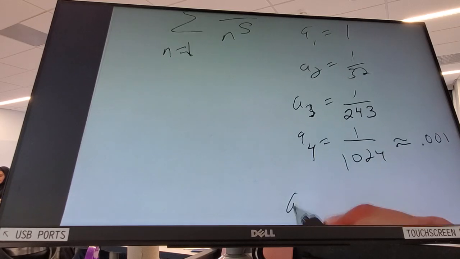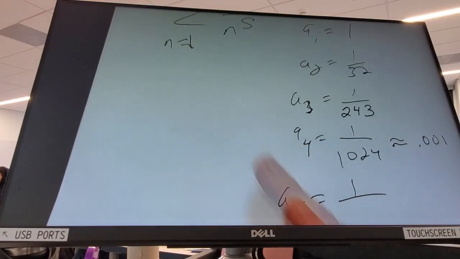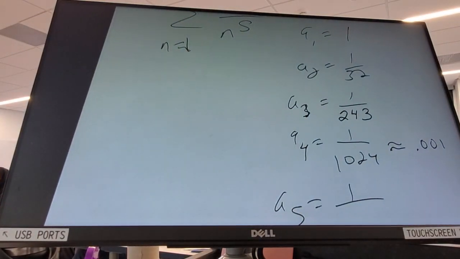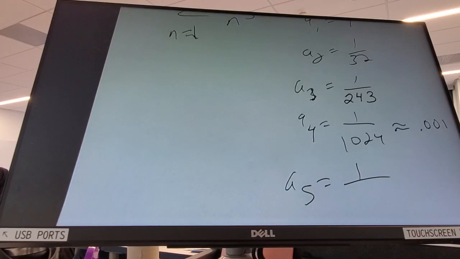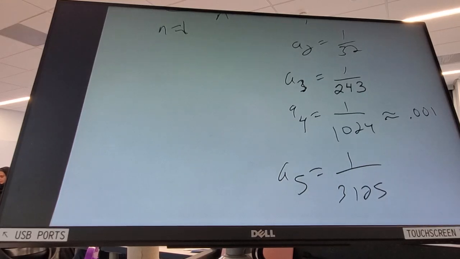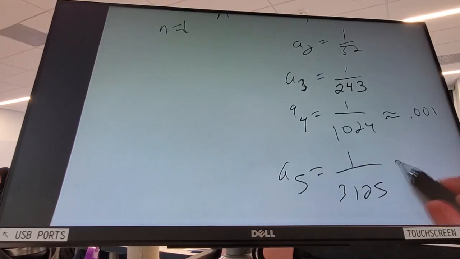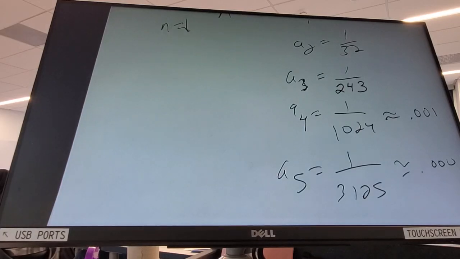And then the next one is 1 over, where am I at? 5 to the 5th power. And I don't know what that is. 625 times 5 is 3,125, I believe. Which is roughly 0.0003 something.